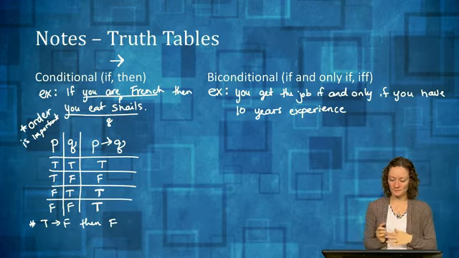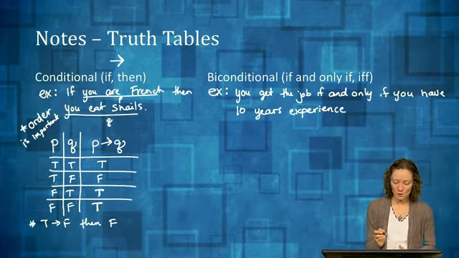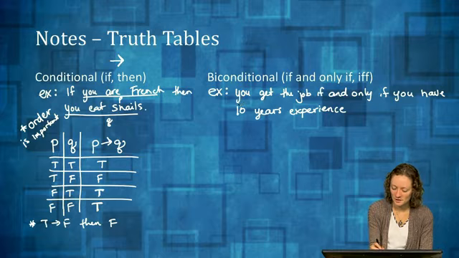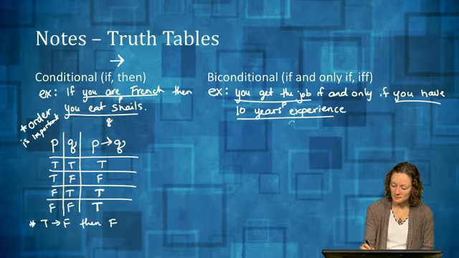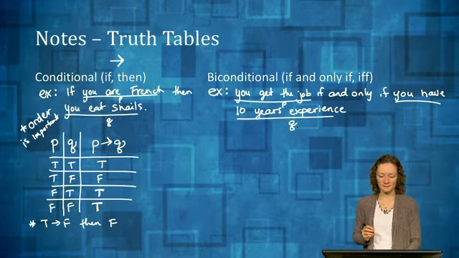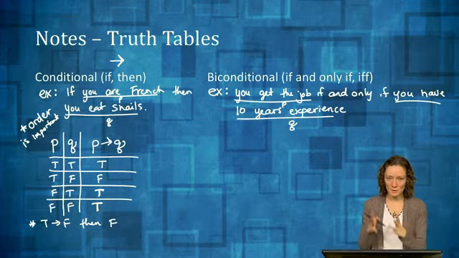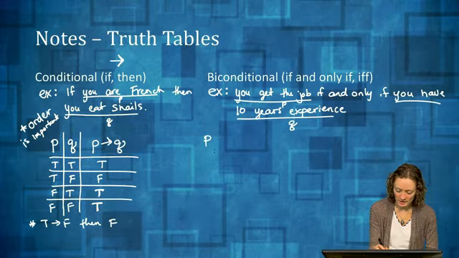which they both kind of lead back to each other. All right, so the ideas that can be deemed true or false here: you get the job. That could happen or it couldn't happen. And you have 10 years experience. Maybe that happens, maybe not. Let's see what the biconditional looks like then in the truth table.